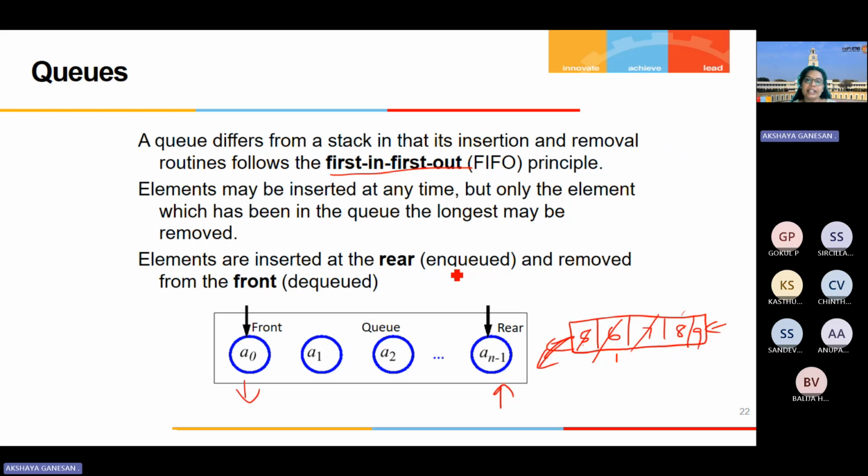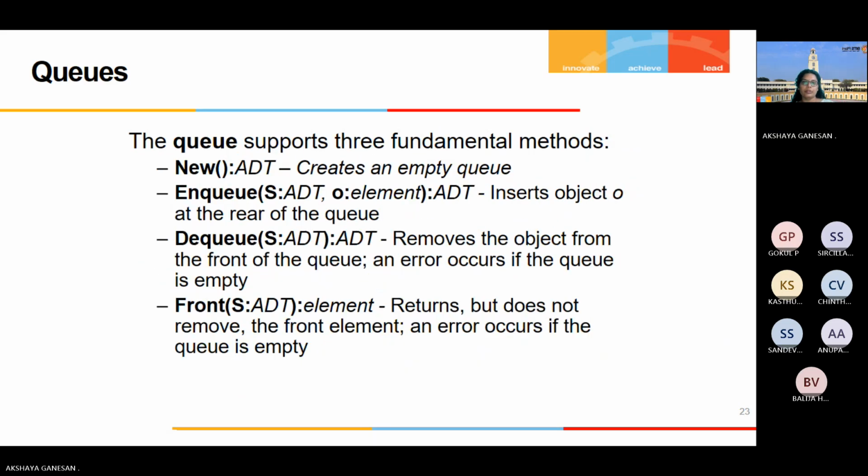So inserting is called enqueue. Removing or deleting is called dequeue. So now what is the ADT for queue? You have an empty queue, that is to create a new empty queue. Then enqueue is like, say this is our array, you have the element to be inserted. It inserts here at the rear end. And when you want to remove, you remove from the front of the queue.